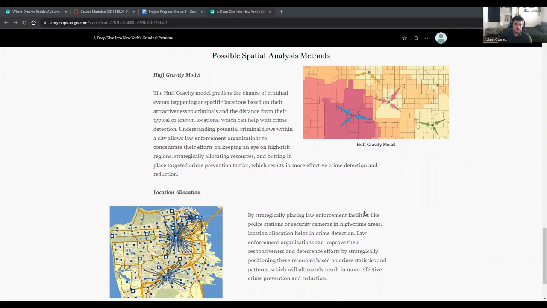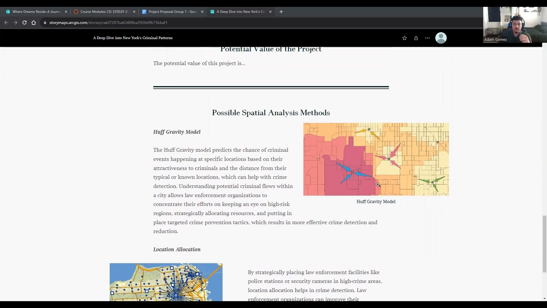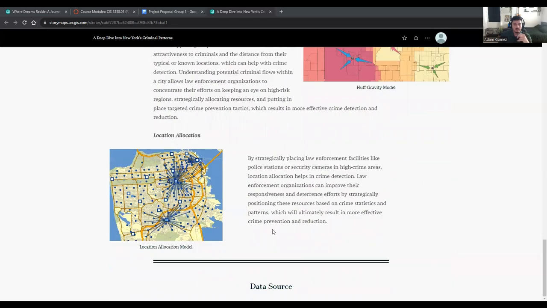And this is why we believe these are the two best models for our project. And now I'm going to hand it over to Wesley so he can go over the data sources that we found for our project. Thank you.